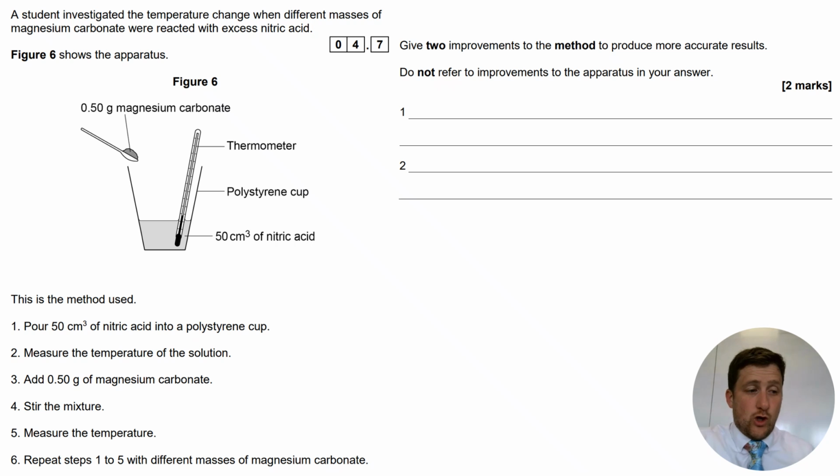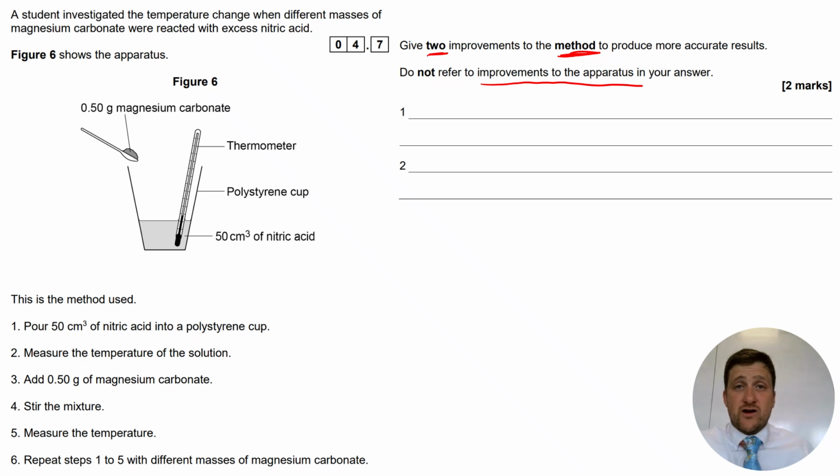Next one, again we've got this whole method, and question 4.7 is give 2 improvements to the method. They put the bold bits in there for a reason, because the next bit says do not refer to improvements to the apparatus. It is important that you use the method, the actual things you're going to do to improve your method, not, oh, use a digital thermometer. It would make it more accurate, but there are bigger issues here than a digital thermometer or an analog thermometer. Much bigger issues. The biggest issue is always the end point of a reaction.